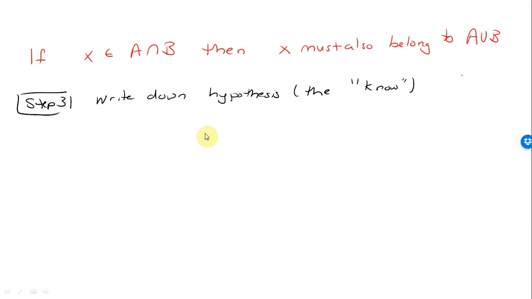So write down the hypothesis, the know. How do you extract that? It's anything after the word if and before the word then. So you just pluck that out. That's your know. That's your hypothesis. So what I know is that X belongs to A intersect B.